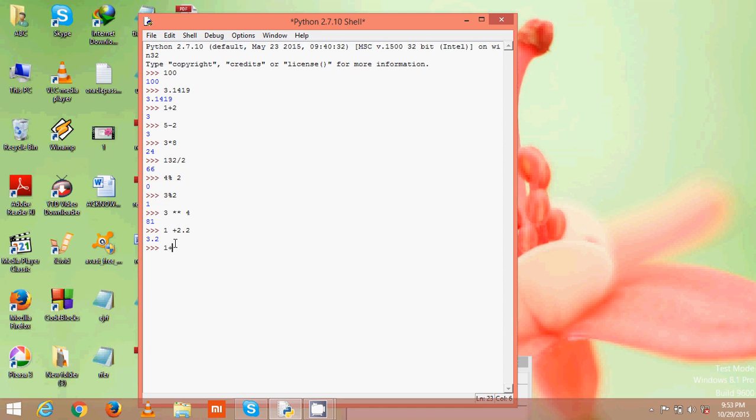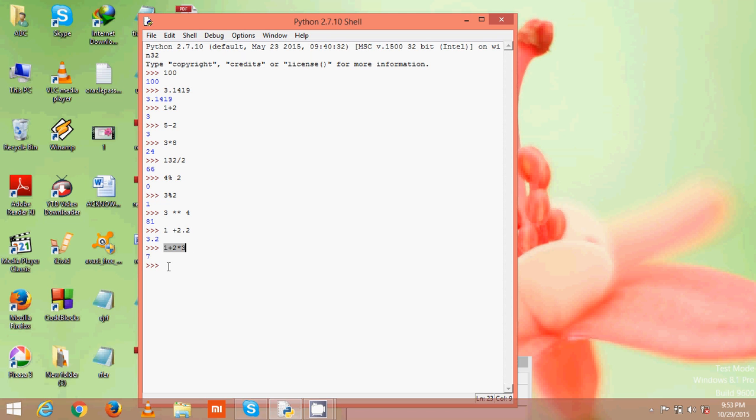1 plus 2 multiplied by 3. The precedence rule is the same as the basic maths BODMAS rule in Python. That is, the multiplication and division have greater precedence over addition and subtraction. So 2 multiplied by 3 is performed prior to this addition. So 2 into 3 is 6 and 1 plus 6 gives you 7.